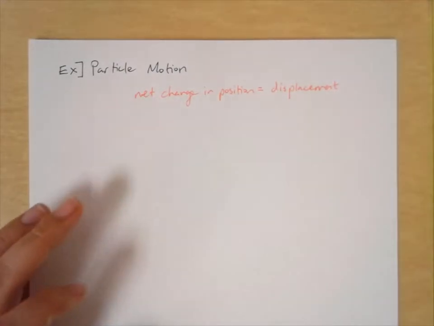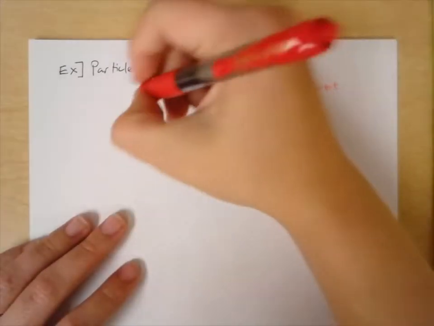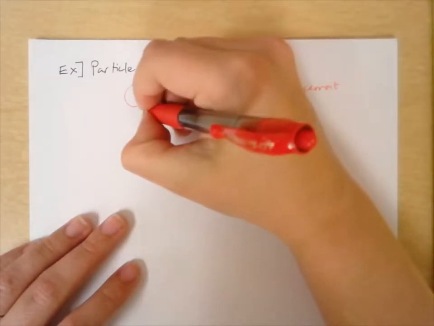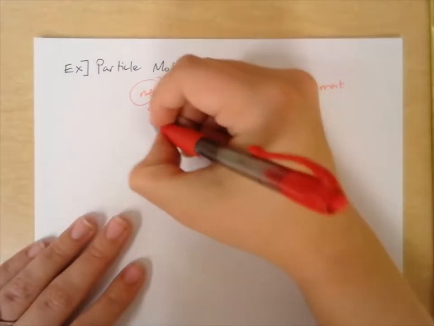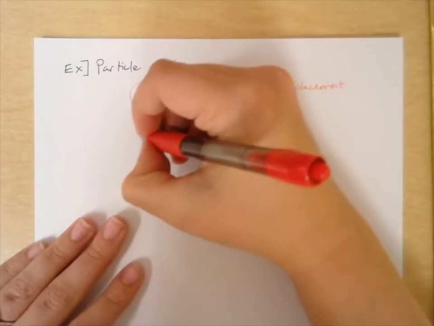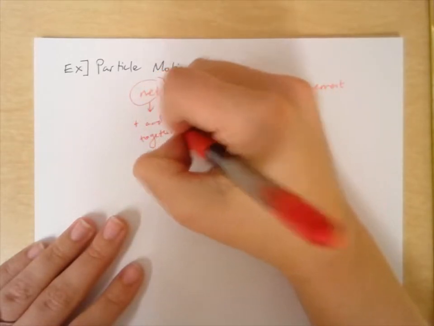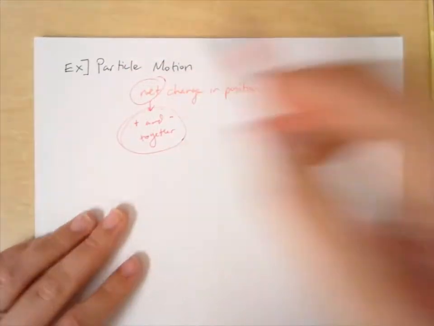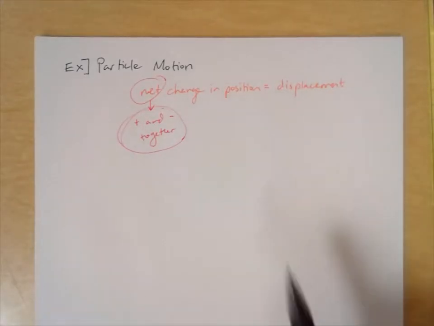And I want you to notice one other thing, that the word net in and of itself means positives and minuses together. Pluses and minuses together, right? All the good and all the bad. That's what net means.